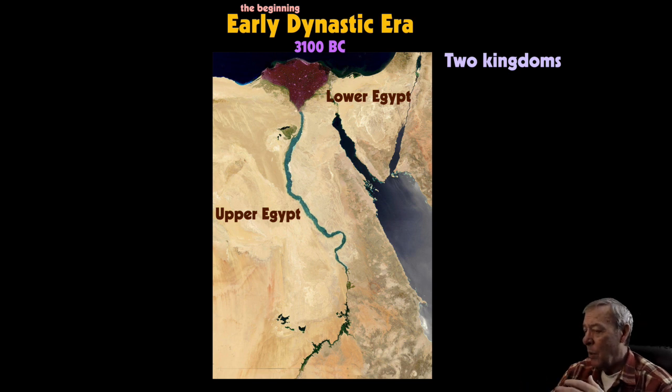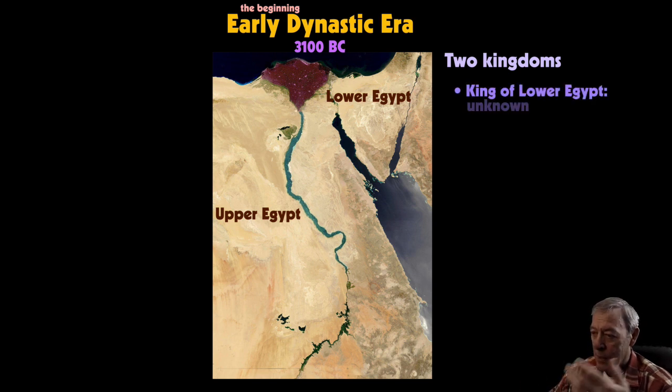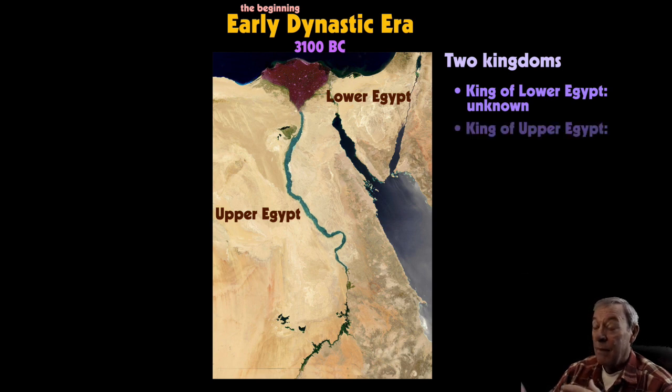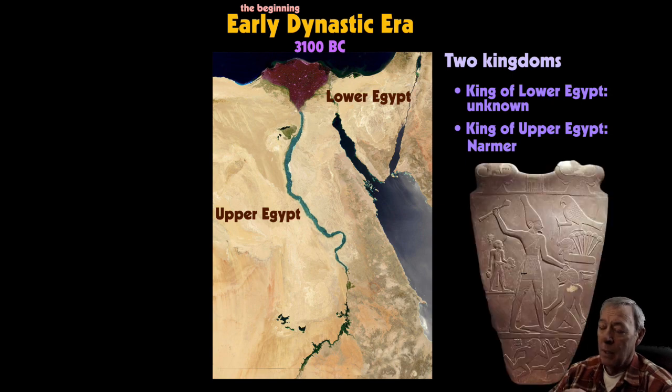Now we don't know the name of the king of Lower Egypt. He's unknown. However, we do know the king of Upper Egypt. We do know his name, and his name is Narmer. And I'm going to show you in just a moment how we know what his name is. Okay, it's from a document that we have from that period of time, and it's this document.